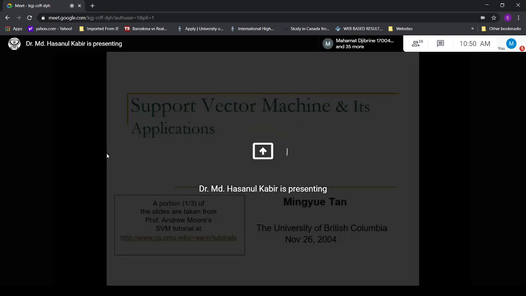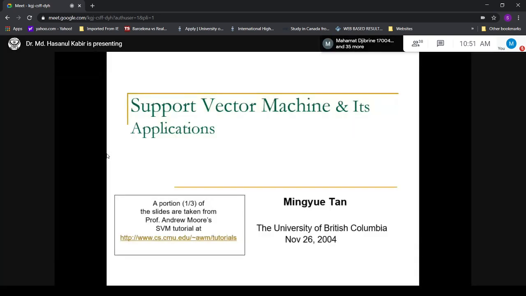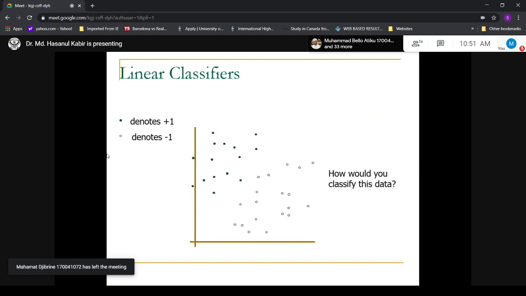Can you see the screen? Yes, sir. This is one of the slides I collected from the internet. You can see the author who prepared this one. Even this author from the University of British Columbia has taken the slides from another professor, Andy Moore. You can find the detailed slides over there. Today we'll be talking about the support vector machine. You already know about the support vector machine, right? Yes or no?